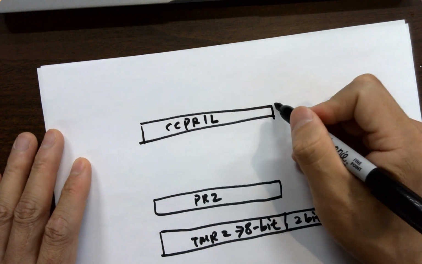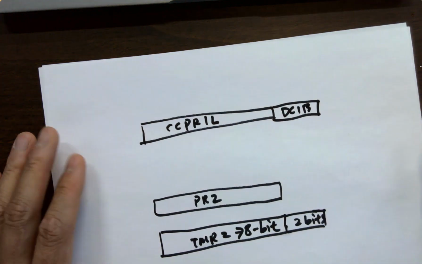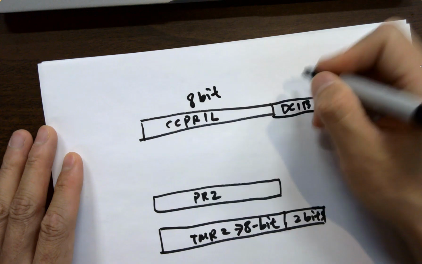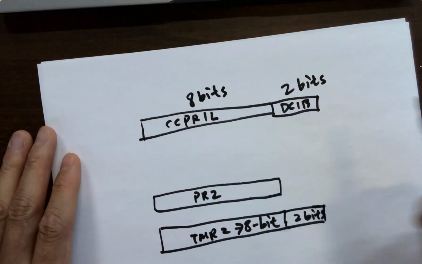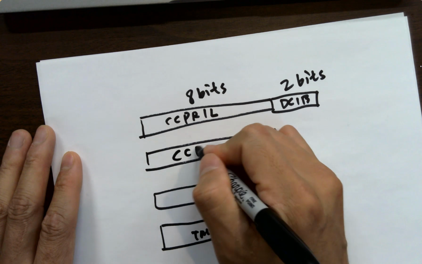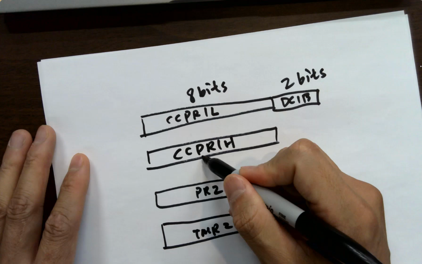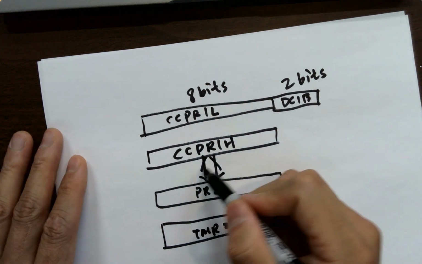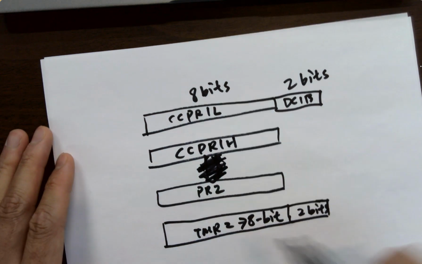CCPR1L, DC1B, 8-bit, 8 bits, 2 bits, CCPR1H. No, it doesn't compare. It compares with this guy.